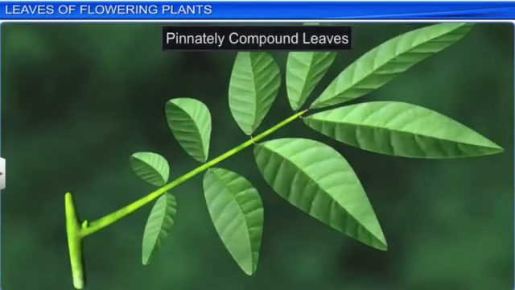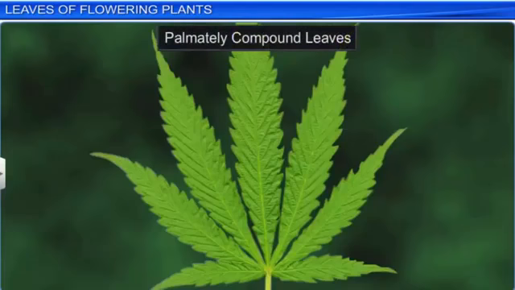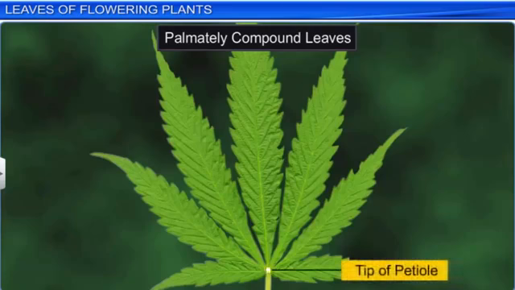In pinnately compound leaves, there are several leaflets on the common axis or the rachis. The rachis is the midrib of the leaf. In palmately compound leaves, all the leaflets are attached to a common point, which is the tip of the petiole.